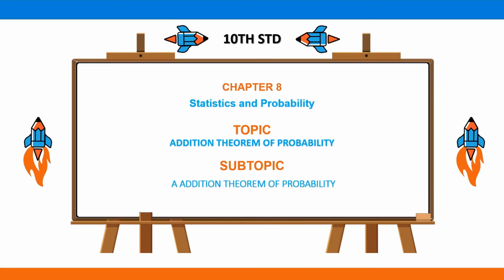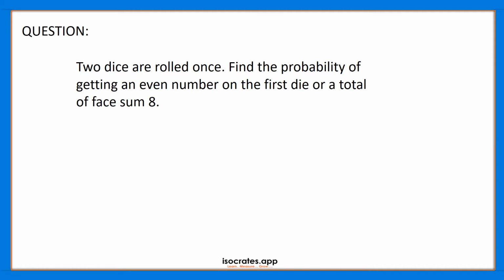On this video, we will show a quick and simple way to solve the question. The given question is: two dice are rolled once. Find the probability of getting an even number on the first die or a total of face sum 8.